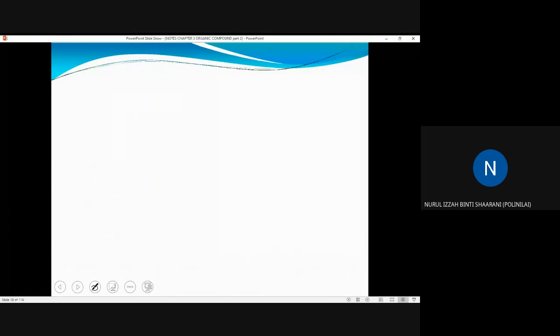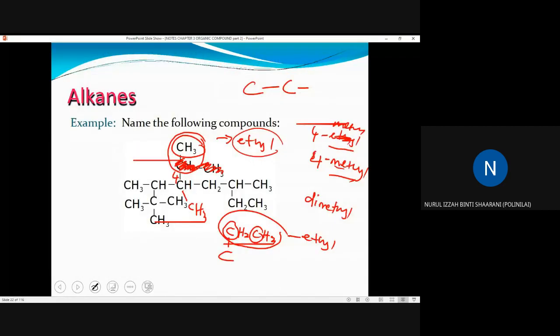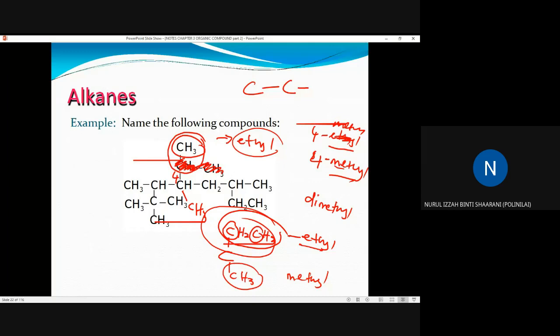Okay. So dia adalah satu compound. Kita panggil dia satu group of atom ni. Okay. So nama dia ethyl. Kalau you nak lagi satu, kalau dia dekat bawah ni CH3, ni barulah metil. Barulah metil dekat situ. Boleh? Boleh kan? Boleh. Okay, any other question?